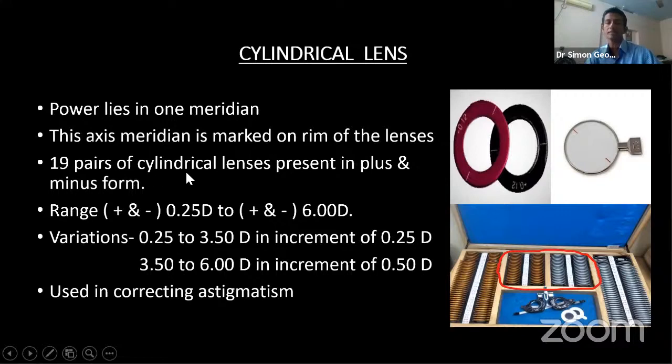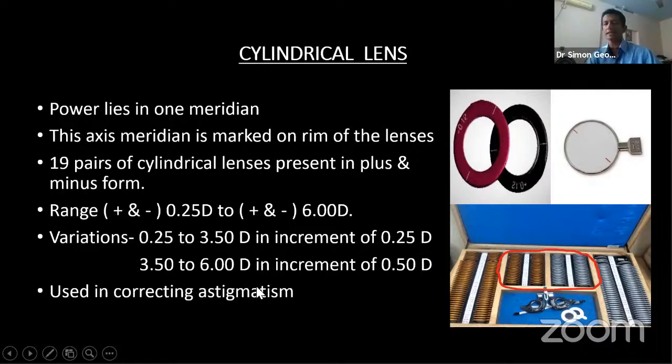There are 19 pairs of cylindrical lenses, both plus and minus, and their power ranges from plus or minus 0.25 diopters to plus or minus 6 diopters. So up to 6 diopters is only present in a trial set. From 0.25 to 3.5 diopters, the increment is 0.25 diopters, while from 3.5 to 6 diopters, the increment in the different lenses is 0.5 diopters. Okay, so you will get 3.5, 4, 4.5, etc. While here you get shorter increments, 0.25, 0.5, 0.75, etc.